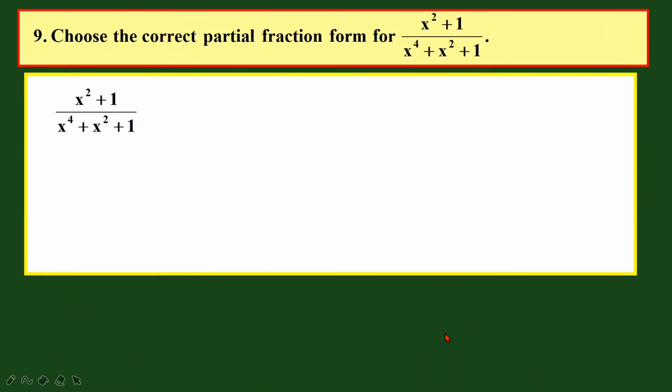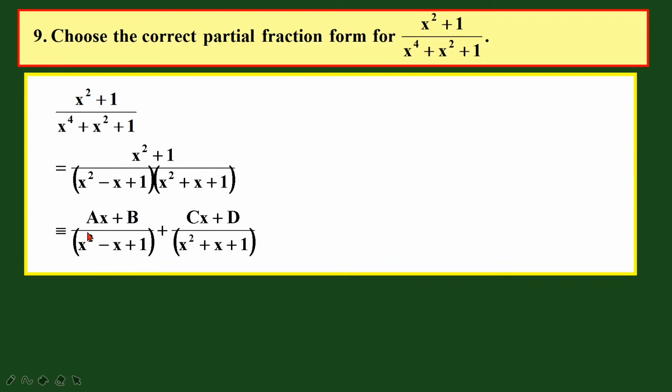Let's check out question number 9. Try to factorize this. Yes, it will end up with 2 quadratics. I have x squared minus x plus 1 on one side and x squared plus x plus 1 on the other side. So for this case, the format that I'm going to use is ax plus b over the first quadratic in the denominator and cx plus d over the second quadratic in the denominator.